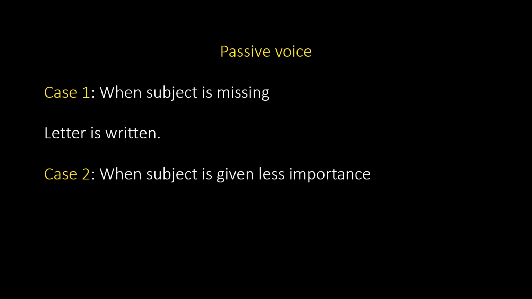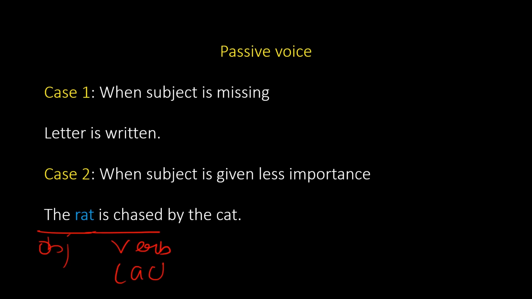Case number 2 is when the subject is given less importance. That means we will have a subject in the sentence, but it will be given less importance. An example, the rat is chased by the cat. So the rat over here is your object, is chased is your verb or the action performed in the sentence. The cat is your subject. So in this particular sentence, I'm more concerned with what is happening to the rat rather than who is doing the chasing or what the cat is doing in the sentence. That's how passive voice comes into the picture.